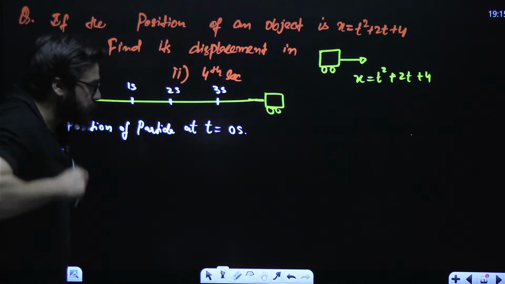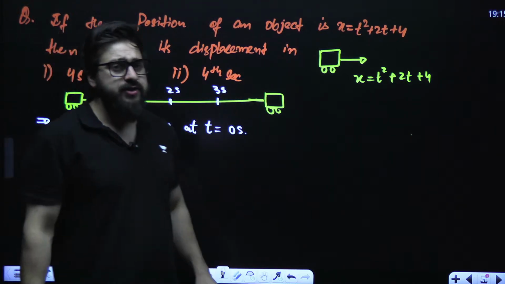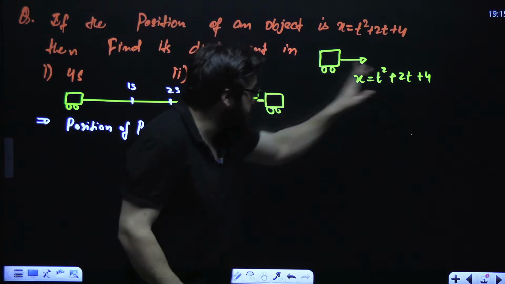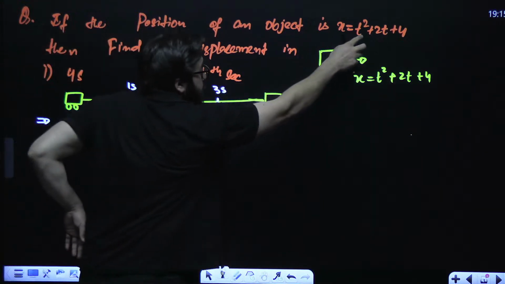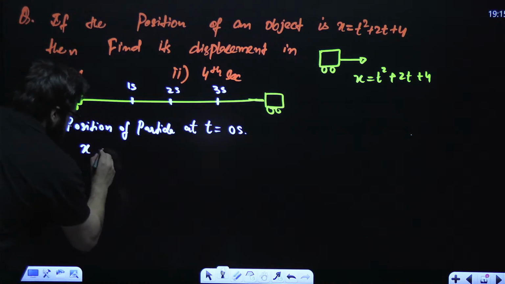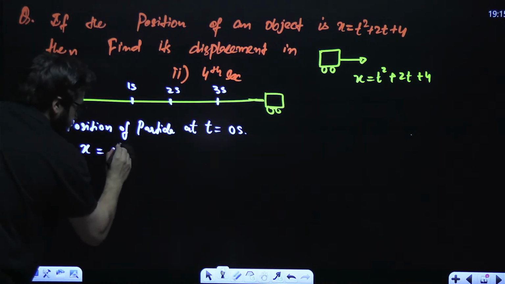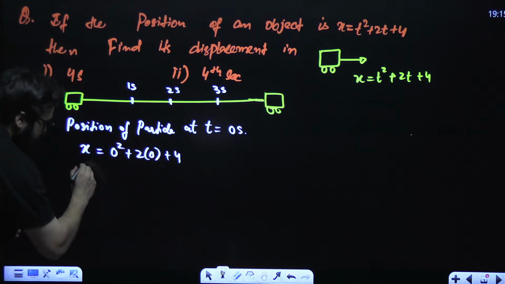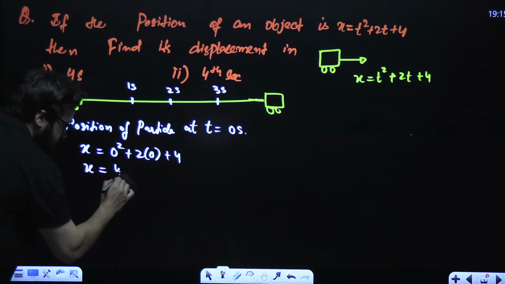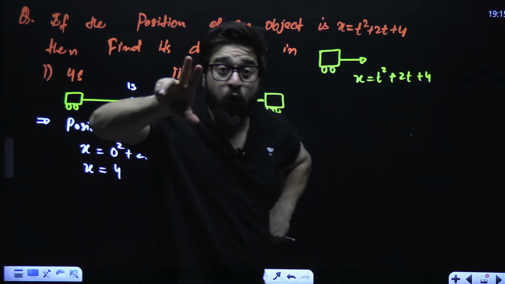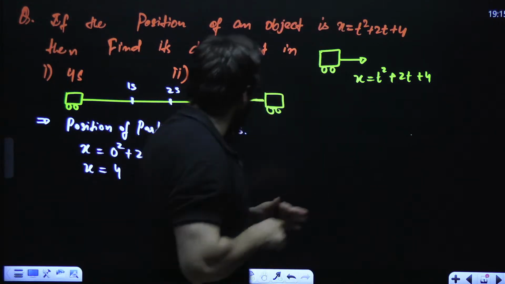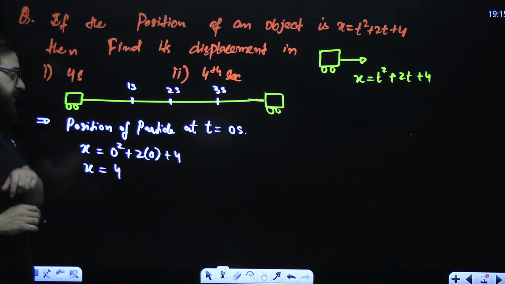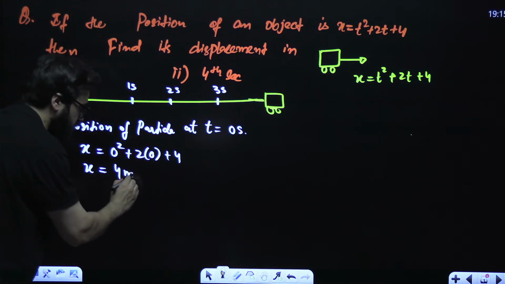I'll show you. At t = 0 seconds, where the particle is standing, put t = 0 over here. So x = 0² + 2 × 0 + 4. So x will come out to be 4. So when time was 0, the position of the particle in that case was 4 meters.